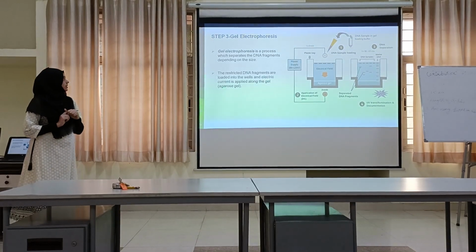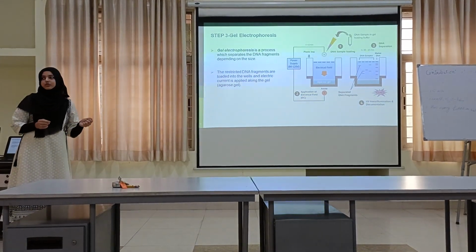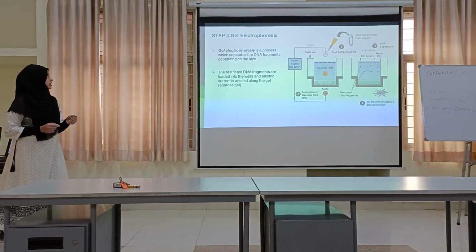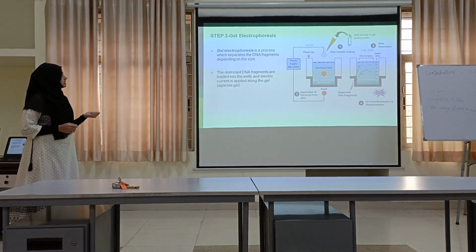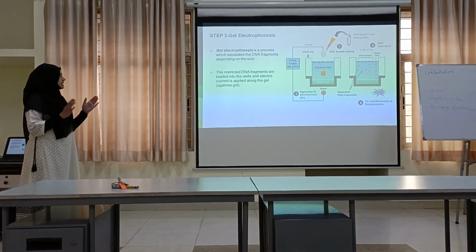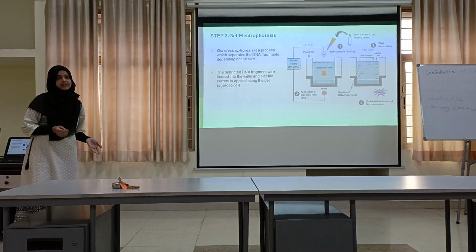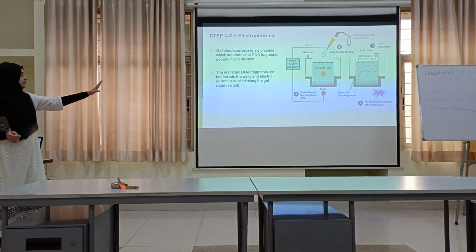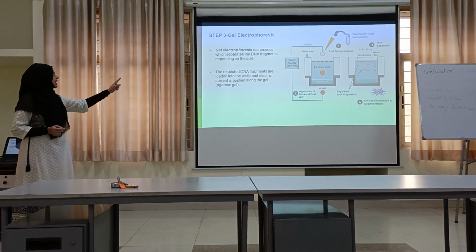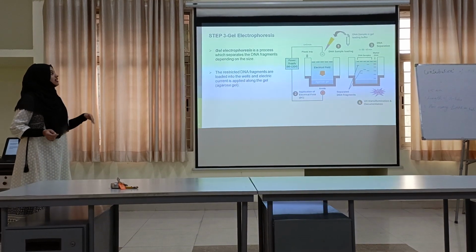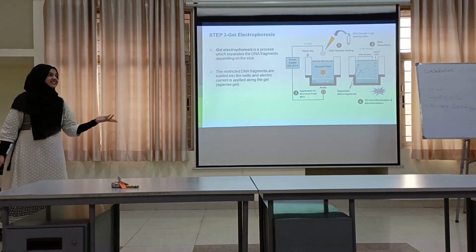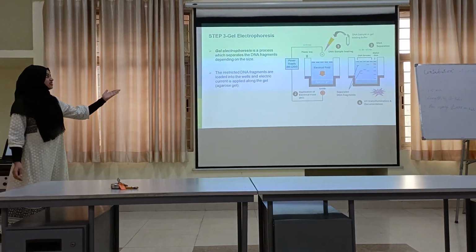Now these restricted DNA fragments are then separated by using a process called gel electrophoresis. Gel electrophoresis is a process which separates the DNA fragments depending on the size. The restricted DNA fragments are loaded into the wells and electric current is applied across the gel. This is what we're supposed to do in the experiment today. We are supposed to prepare the gel for this.